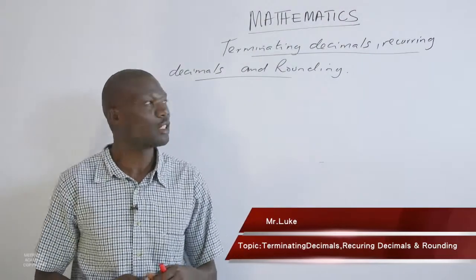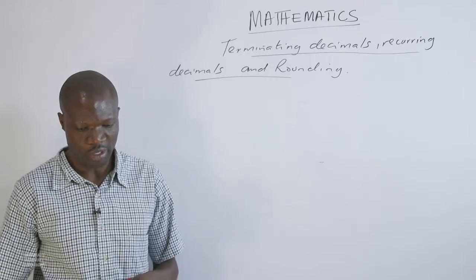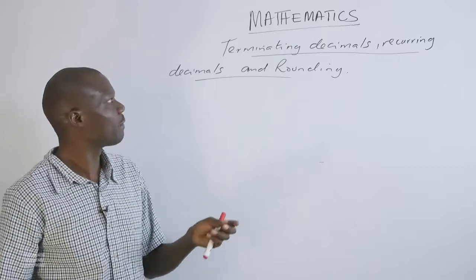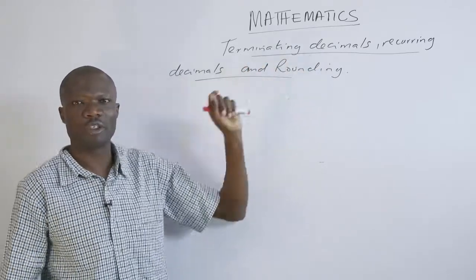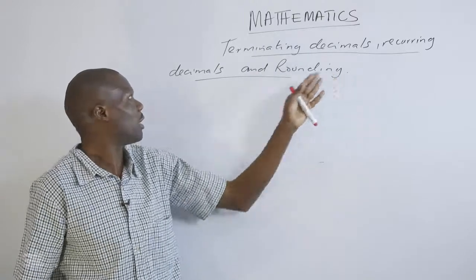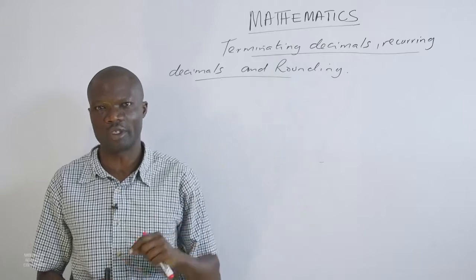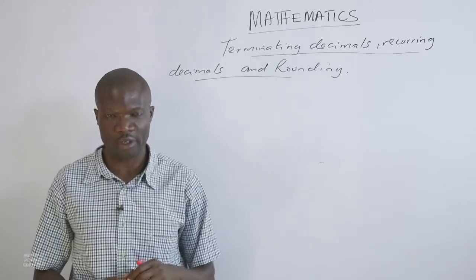Welcome to our mathematics lesson, in which we are continuing with algebra and numbers. Today, I want us to look at terminating decimals, recurring decimals, and rounding. Terminating, recurring, and rounding.